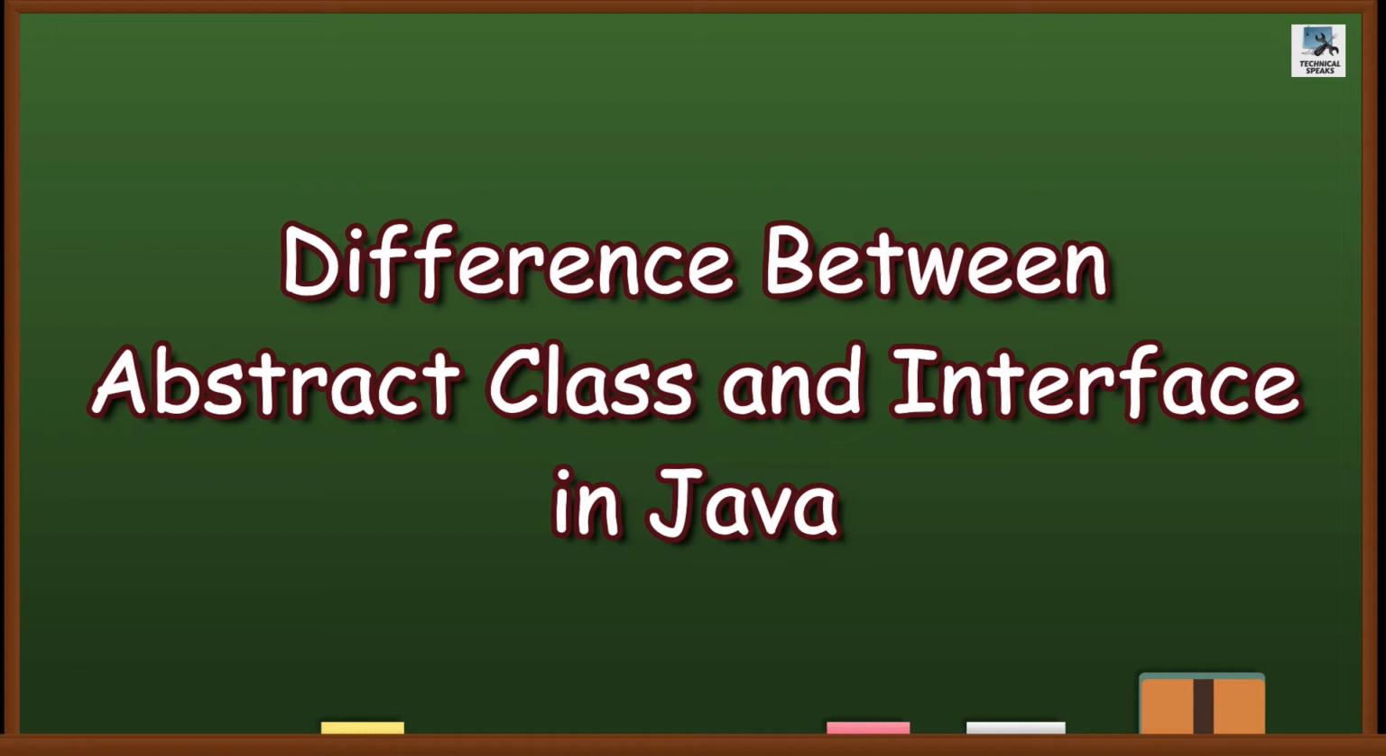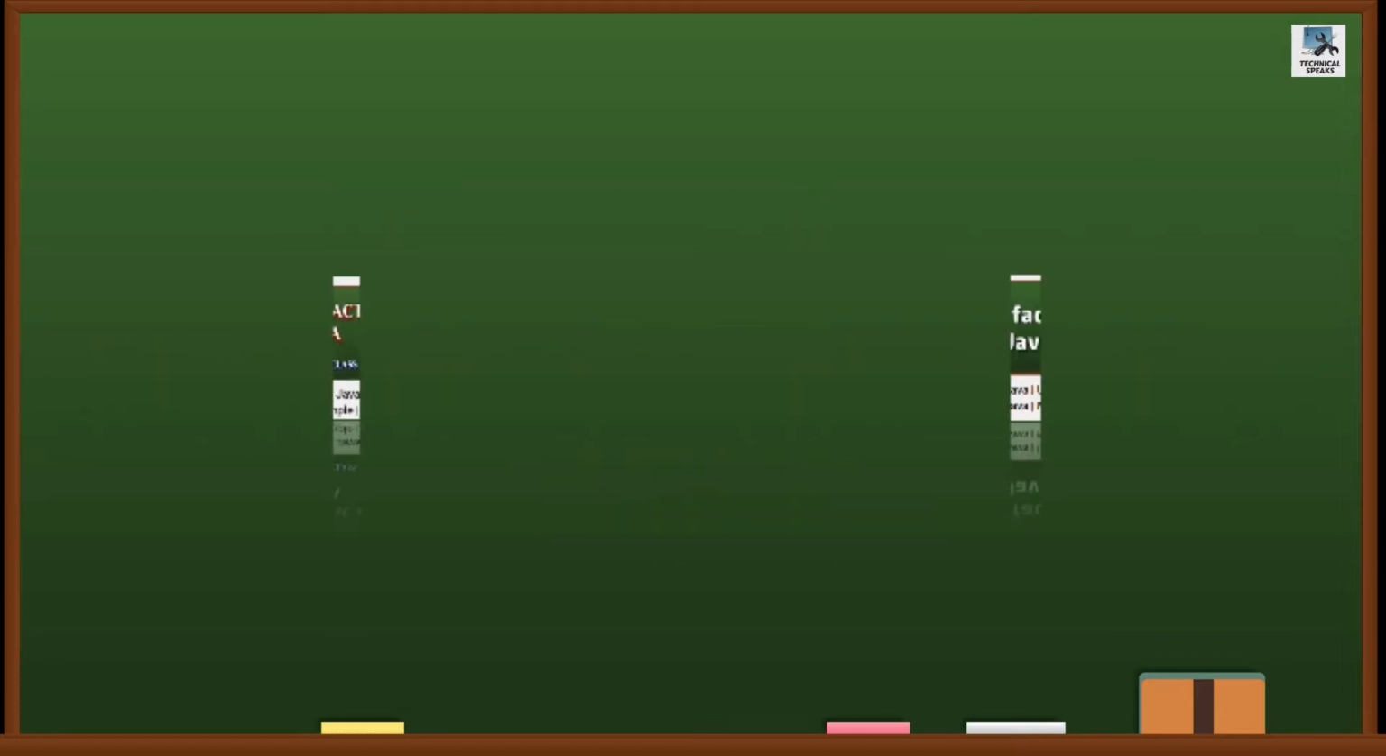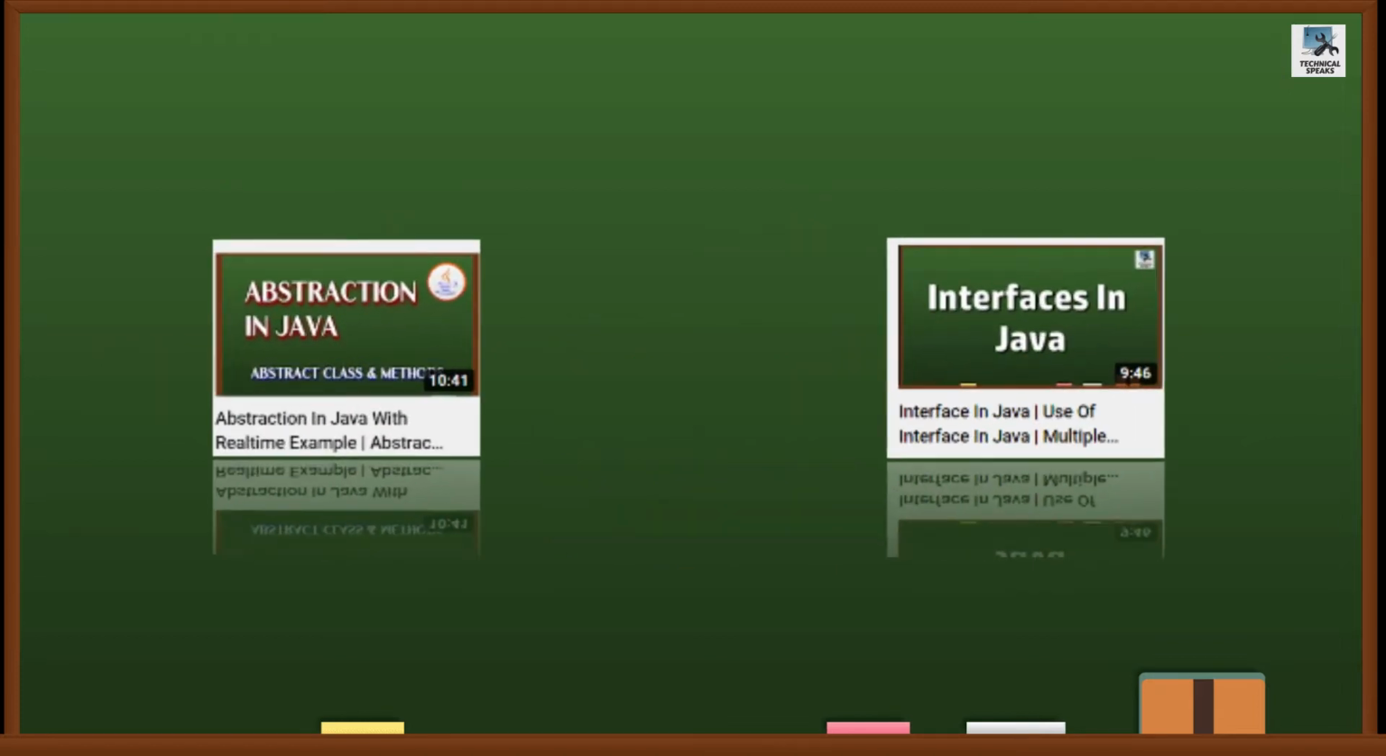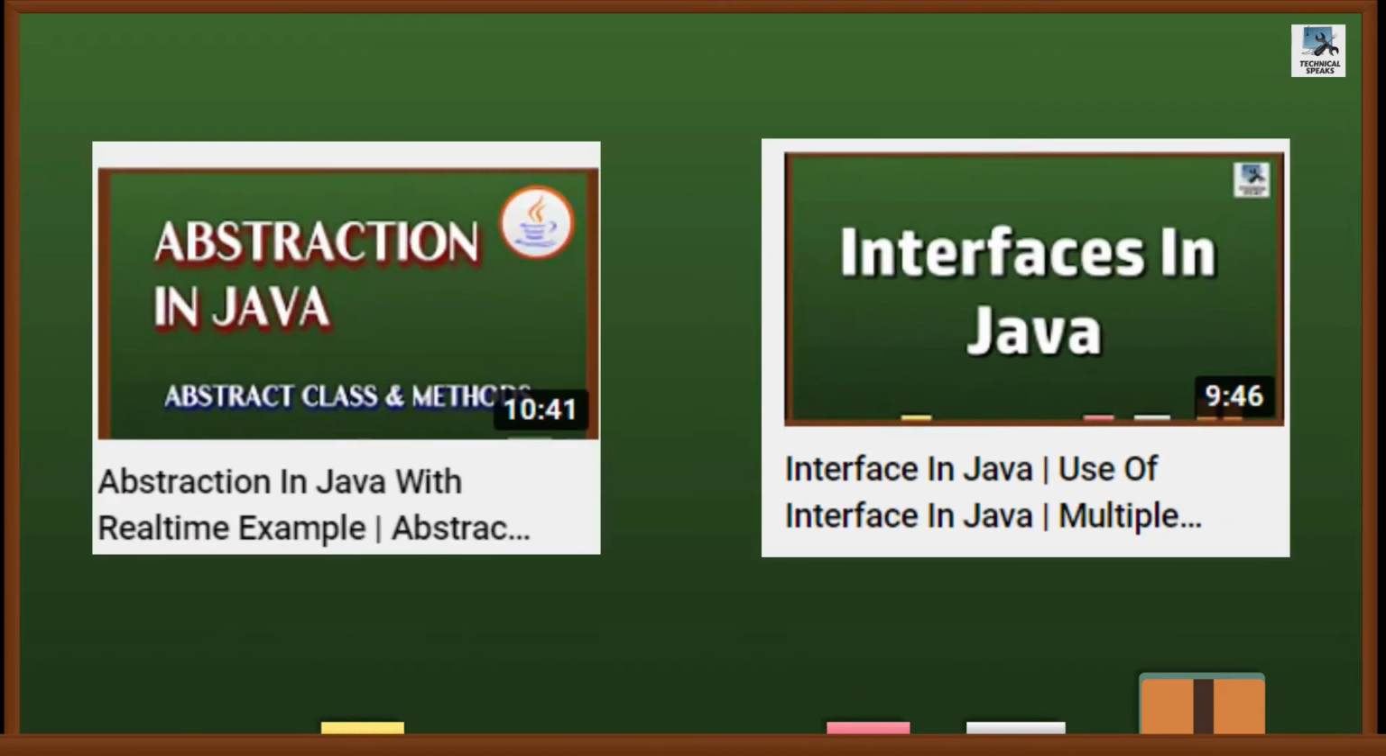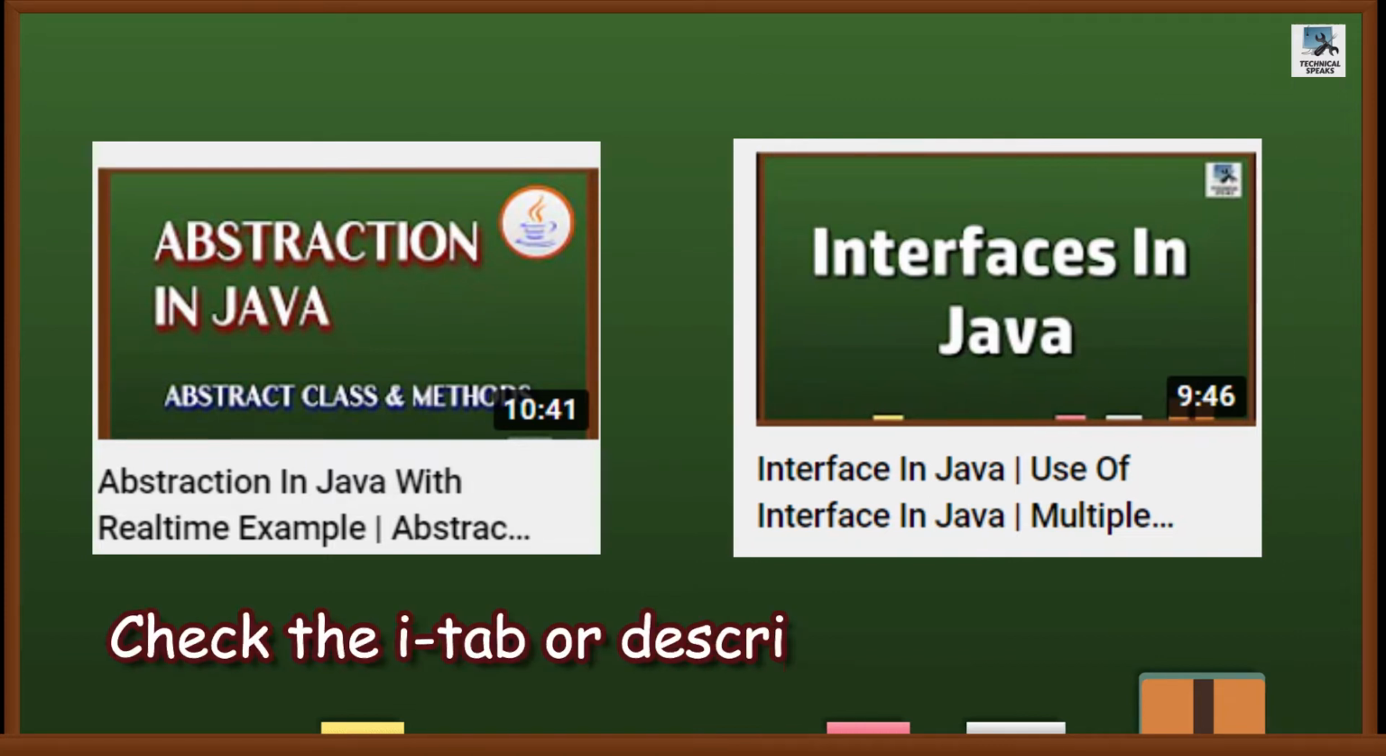In this video, we are going to see the difference between an abstract class and an interface in Java. In the previous videos, we discussed what an abstract class is and what interfaces are in Java. If you didn't watch those videos, then I suggest you watch them first, because this video is totally based on the concepts of both of those videos. You can find those videos in the I tab and in the description of this video as well.